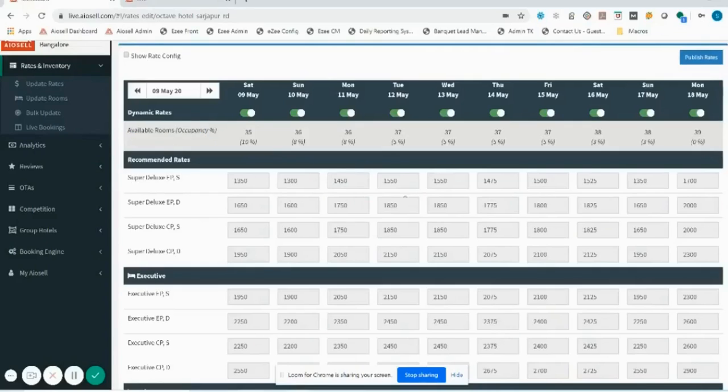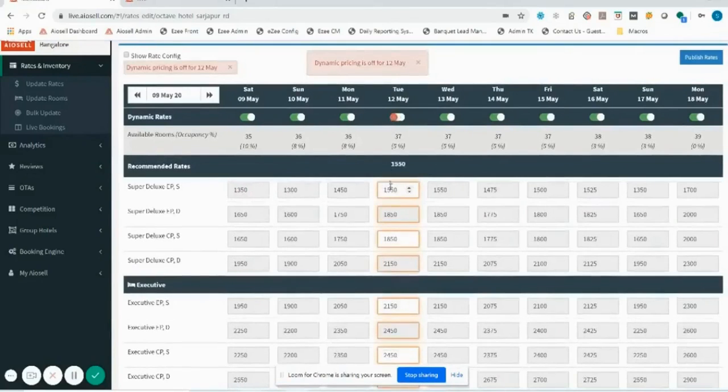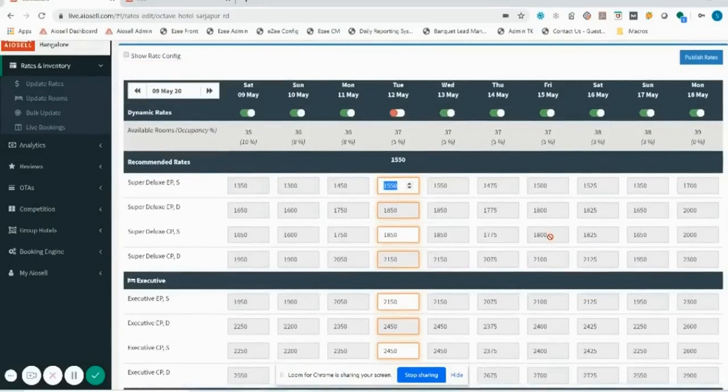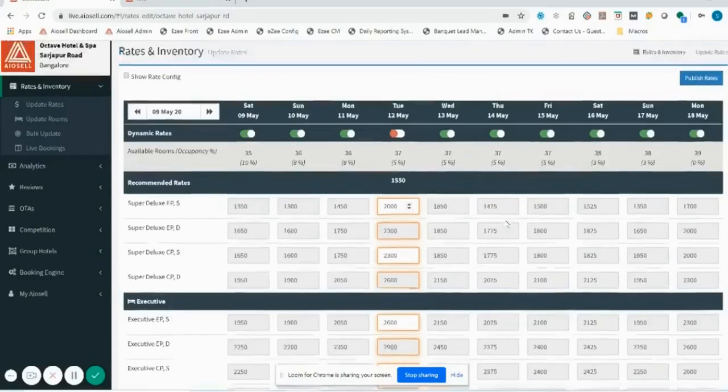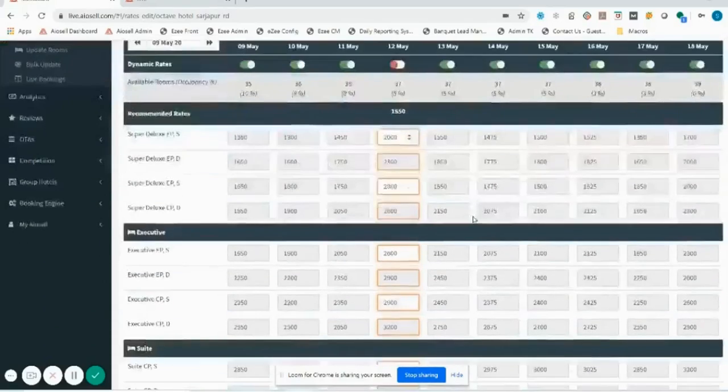So we could be logging in here exactly 10 minutes from now, and some of these prices would have changed by themselves. At any time, we can keep the system on a fully automated mode, or we can decide to override these prices. So for whatever reason, I realize that I don't want to sell this room for this price and I want to sell it at a different price. I can just change the price and hit publish, and the prices would be overridden for any particular day.